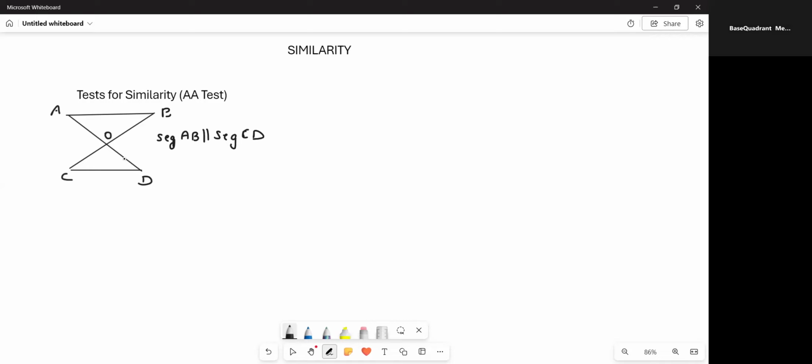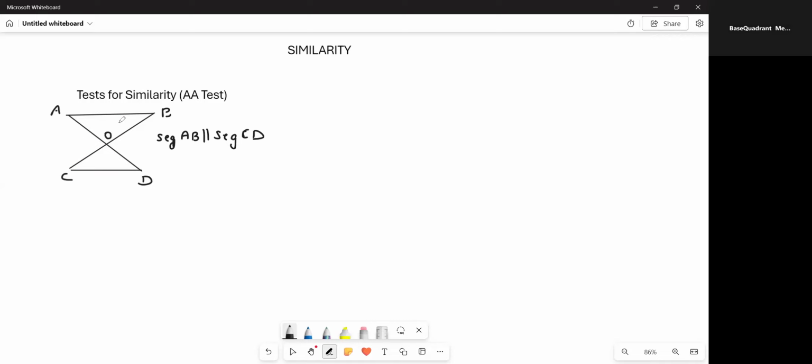Let's see another example here. Segment AB is parallel to segment CD. You have to prove that the triangles are similar. The two triangles are AOB and COD. Okay, we have to prove that they are similar. Now, when you observe the triangles, what do you see?